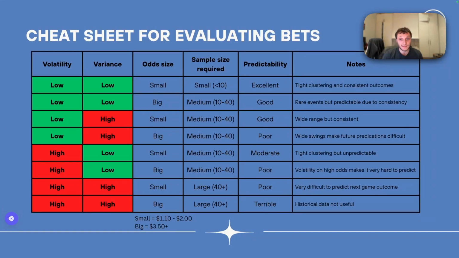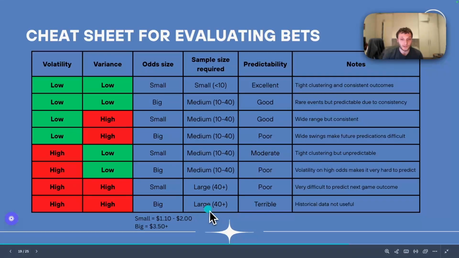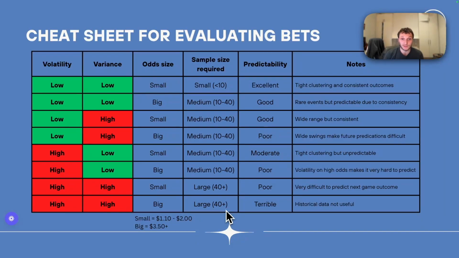And so we can see that if we have low volatility and low variance with small odds, the predictability will be good even with a small sample size. On the other end, if we have high volatility and high variance and the odds are large or big, we require a large sample size, and even at that point the predictability will still be questionable.